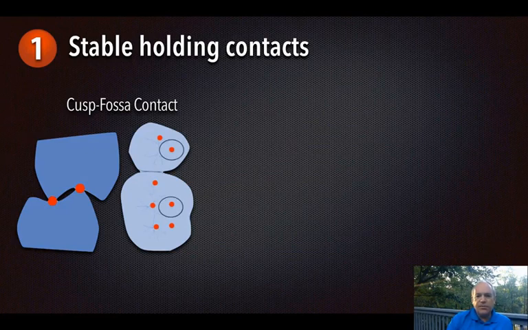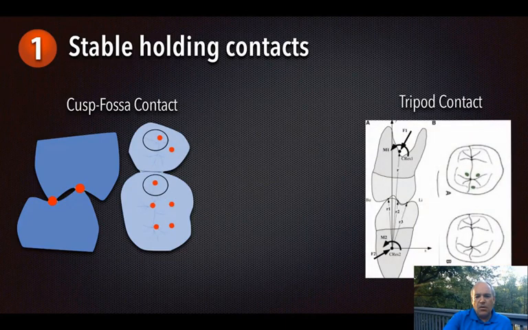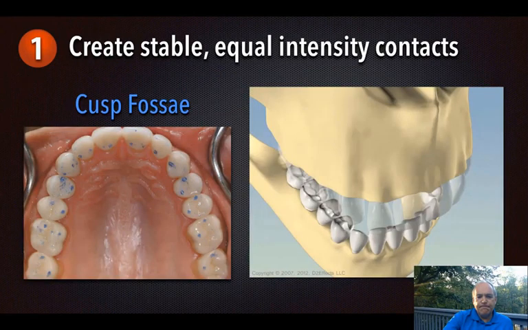There are 2 options in terms of how teeth can come together. You can have a cusp fossa type occlusion where the cusp tip fits into the fossa, or you can have a tripod contact where the cusp fits into the fossa and has 3 points of contact. I tend to use more cusp fossa, but they both work, and I just find that when I'm doing dentistry, getting a cusp tip to land in a fossa is what I'm shooting for.